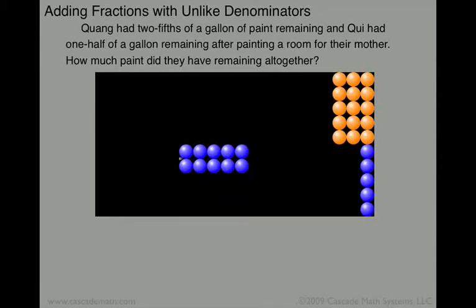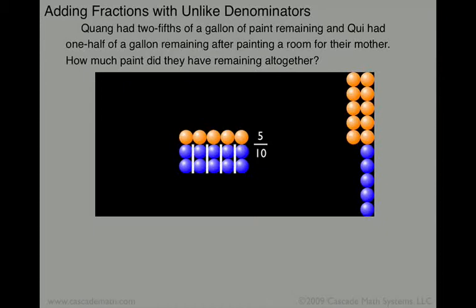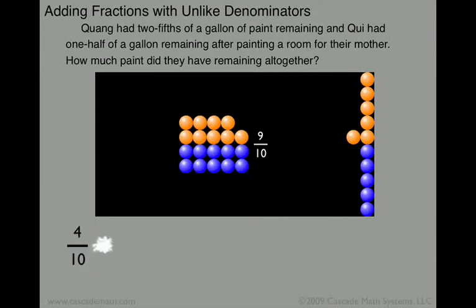I divided the rectangle into 2 equal parts to find out how many tenths were equal to 1/2. Next, I divided the rectangle into 5 equal parts to find out how many tenths were equal to 2/5. Since the fractions were written with a common denominator or unit, I could add their numerators together. As we can see, 4/10 and 5/10 equal 9/10.